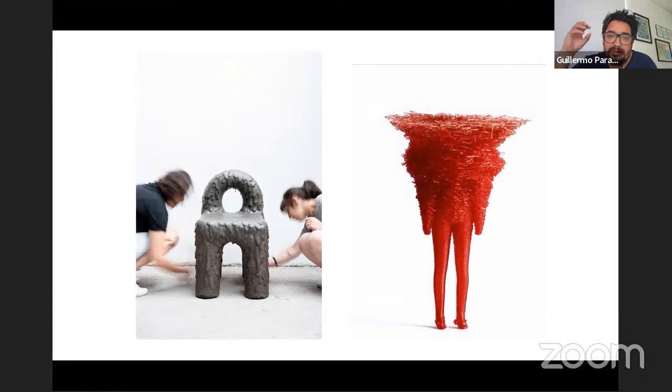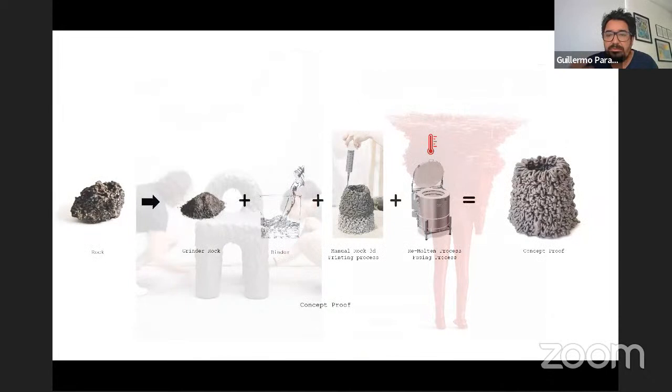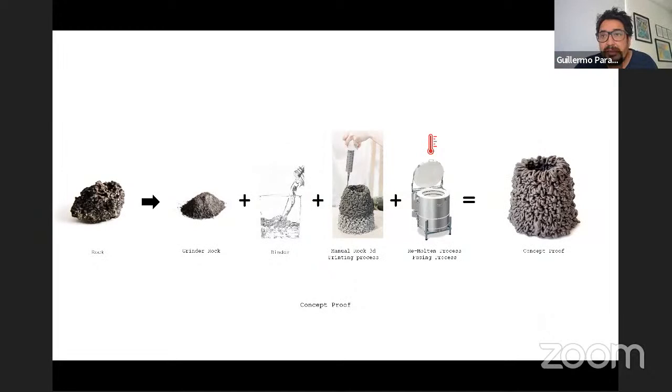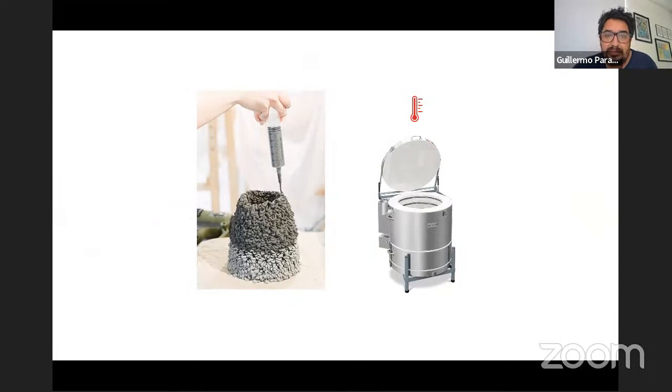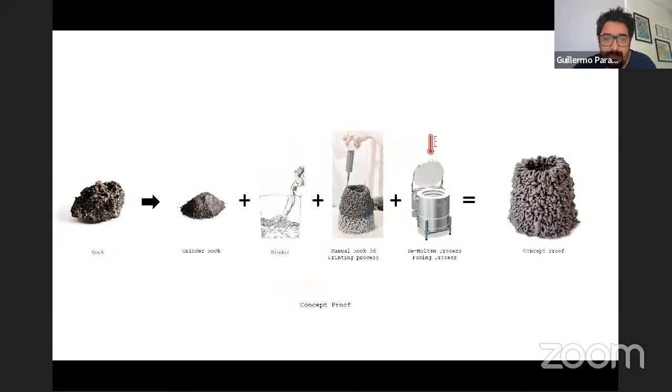And we thought that we can mix both techniques and try to create our own stone 3D printing process. So we started doing exactly the same process we did for remolten, but we started doing the proof of concepts using a syringe. Basically, here you can see the process. It's a powder paste with an organic binder. It's actually molasses that can be mixed with the rock powder, and we create this paste, and that paste can be extruded.